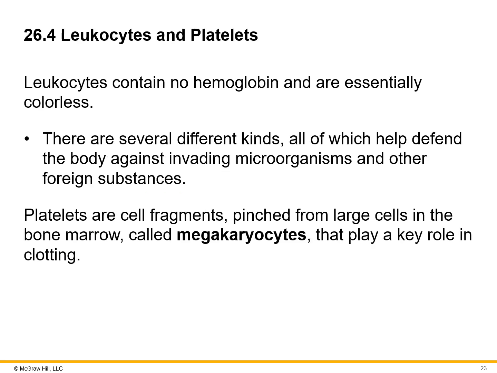Now, the leukocytes and platelets don't have the hemoglobin. That's why they don't have that red shape. So essentially they're colorless. Again, there are lots of different types of leukocytes like macrophages and basophils and all these types of cells that have different functions to help with the immune system. Their main purpose is defending against invading microorganisms or foreign substances. And then those platelets, or cell fragments, are just pinched off from larger cells in the bone marrow. They're called megakaryocytes, and they're mainly involved in clotting.